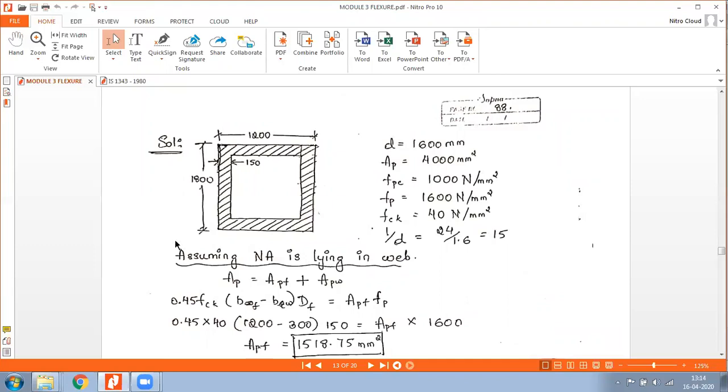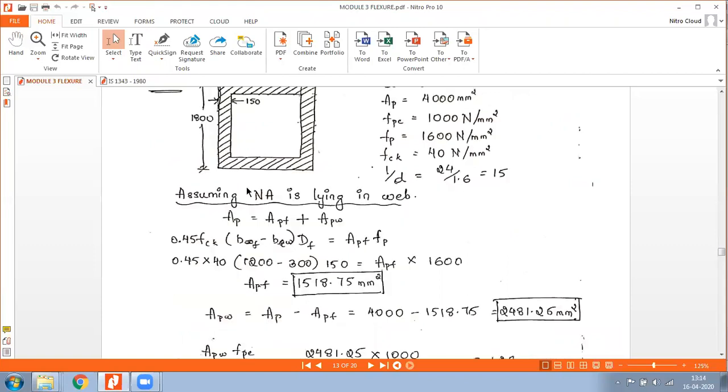First we need to prove that XU is greater than the depth of the flange, then only we need to proceed for this step. First we need to do that.